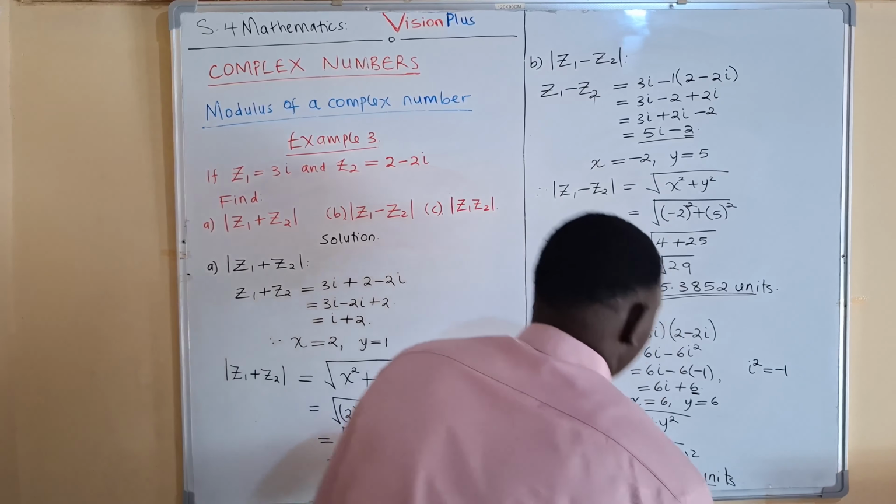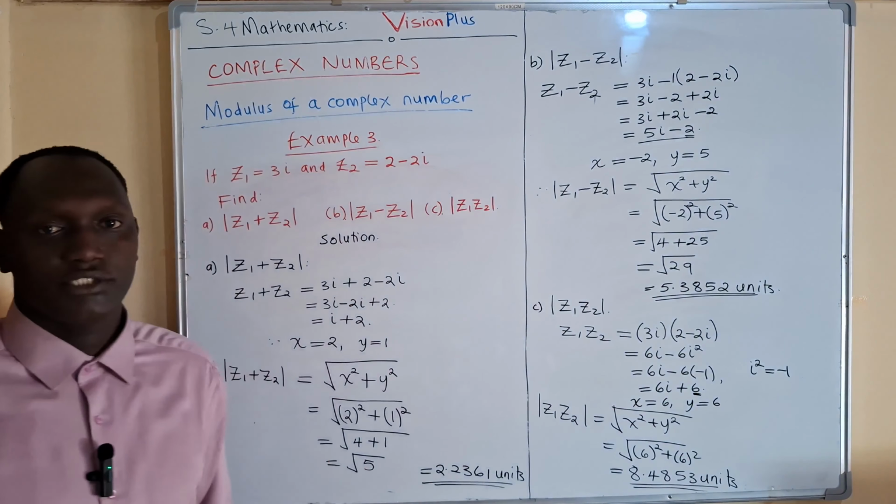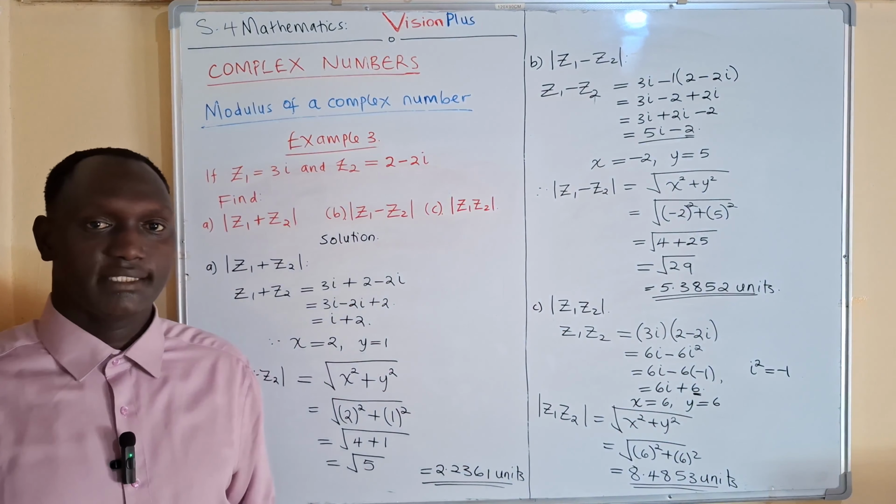In mathematics, marks are also given for the shortest route that you have used as long as it is correct.